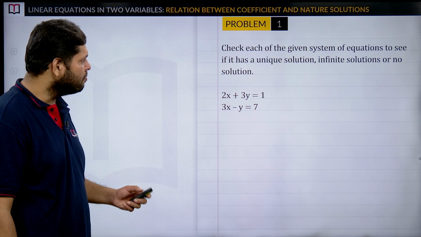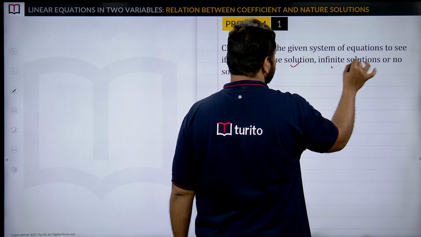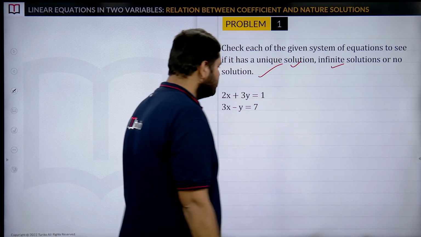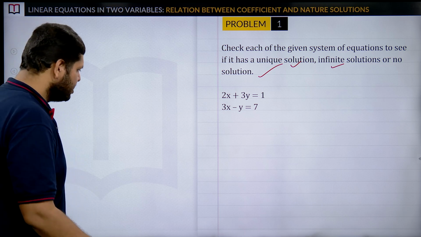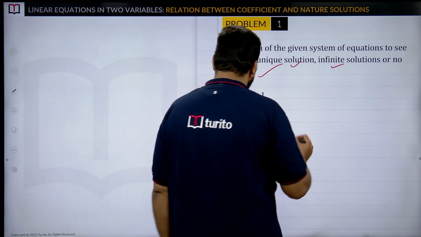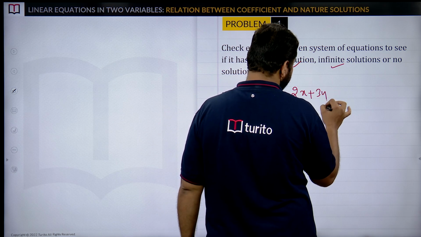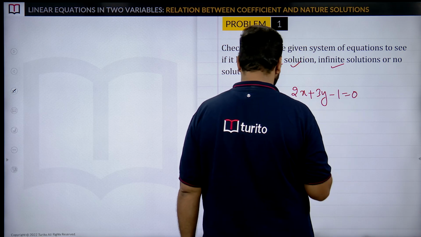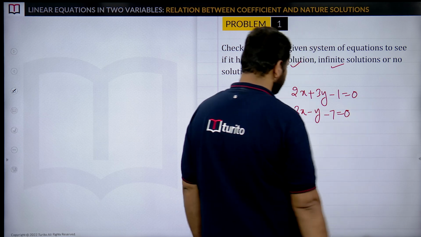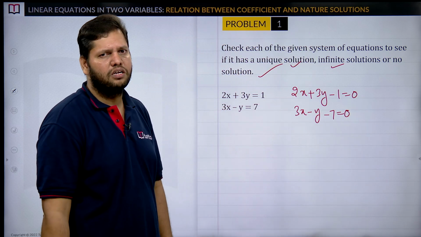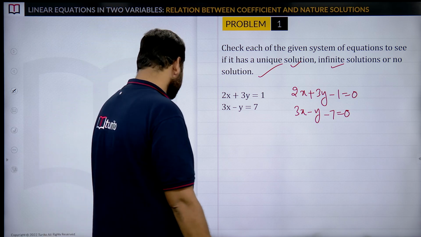Next, let us see one problem here. Check whether the given solution is a unique solution, infinitely many solutions or no solution. Children, this is the same type of question also. First, what is given, children? Equations. Otherwise, you can write the standard form also. How can we write the standard form? You can write as 2x plus 3y minus 1 equal to 0, or you can write as 3x minus y minus 7 equal to 0 also. You can write in any manner, children, in the form plus c is equal to 0. Then write down the values here.